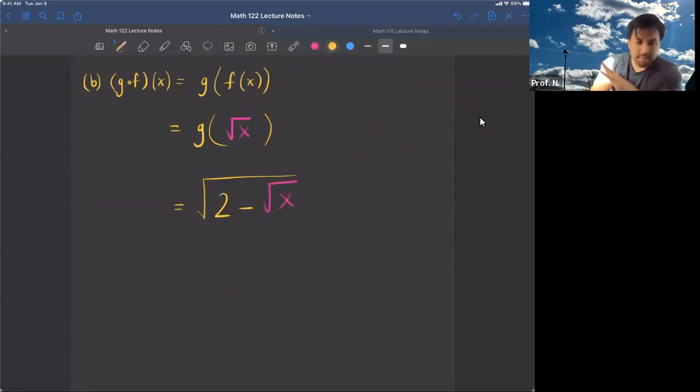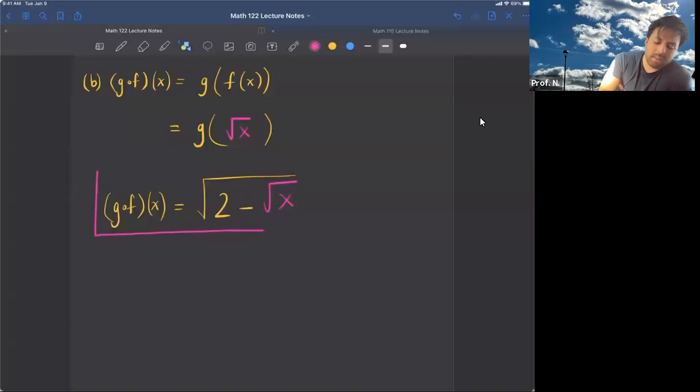And that's it. I'm going to leave it this way. I don't have to change it into rational exponents. There's no need for that. So g of f of x is equal to the square root of 2 minus the square root of x. And again, this is like the easier part. Now, what's the domain?